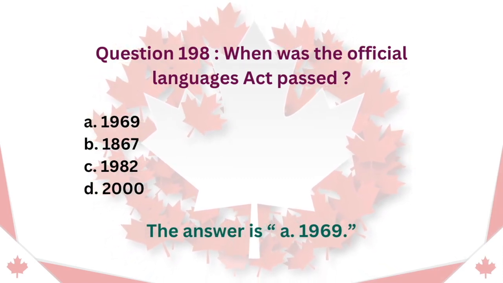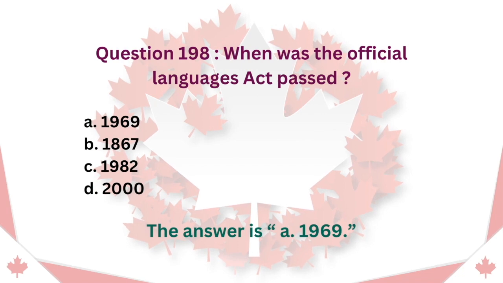Question 198. When was the Official Languages Act passed? A. 1969. B. 1867. C. 1982. D. 2000. The answer is A. 1969.